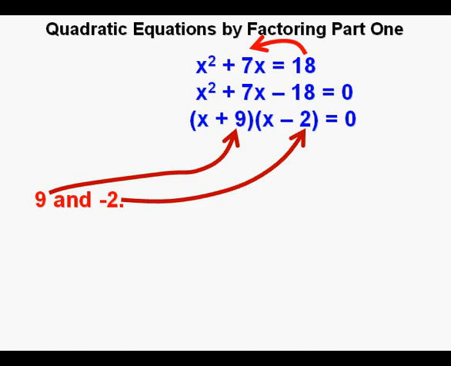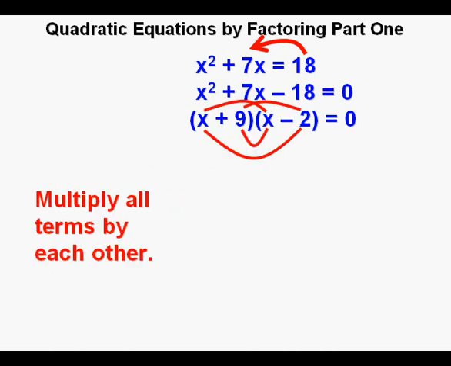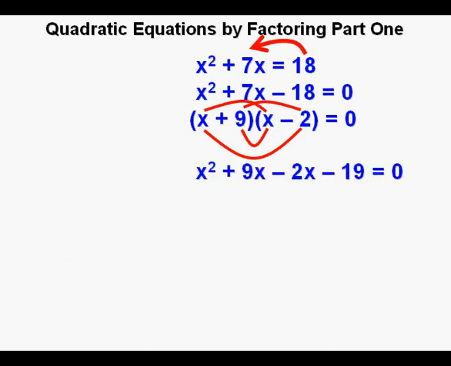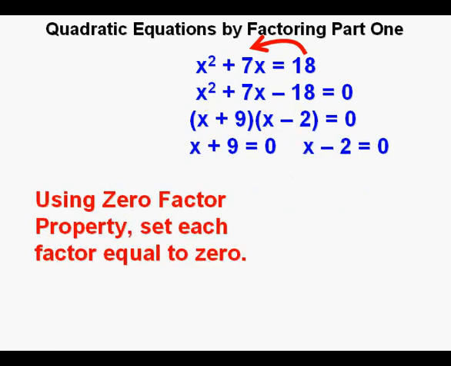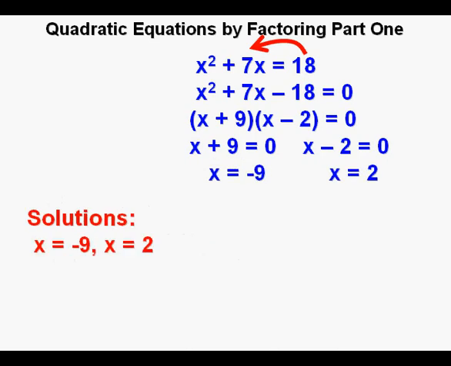As a check, we multiply all terms by each other in the 2 binomials. We get x squared plus 9x minus 2x minus 18 equals 0, which simplifies to x squared plus 7x minus 18 equals 0. So these factors are good. Check. So now we'll go about solving the equation by using the zero factor property of algebra and set each of the 2 factors equal to 0. Solving each equation for x, we have x equals negative 9 and x equals 2. And we box in our answers as correct.